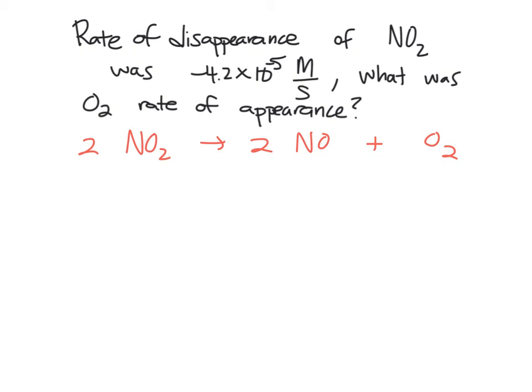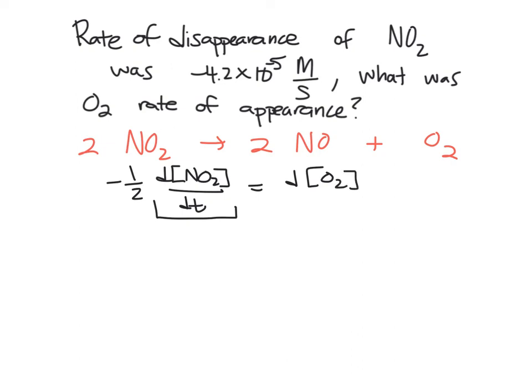Now we can use our relationships from the previous slide. Remembering that this chunky expression of the d[NO2] over dt, this whole entire symbol just means rate of that thing. So don't worry too much about the notation. What we're trying to do is isolate this factor. What is the rate of appearance for the oxygen?